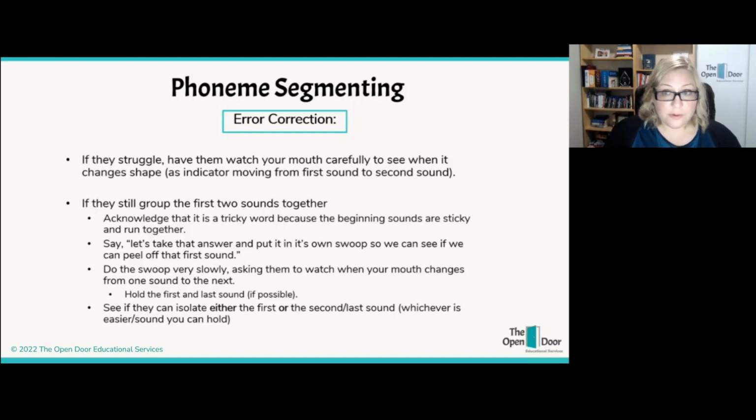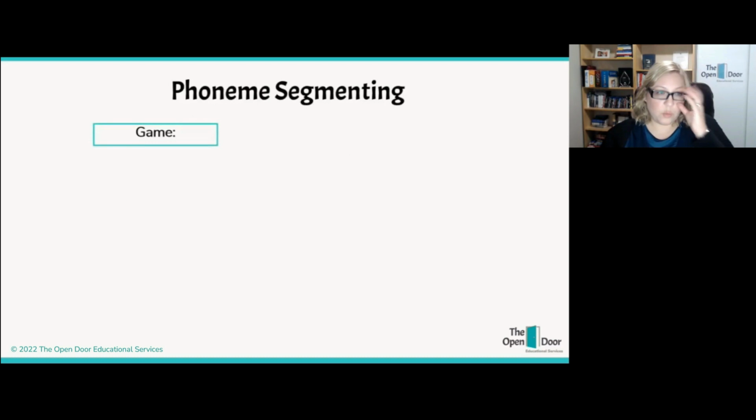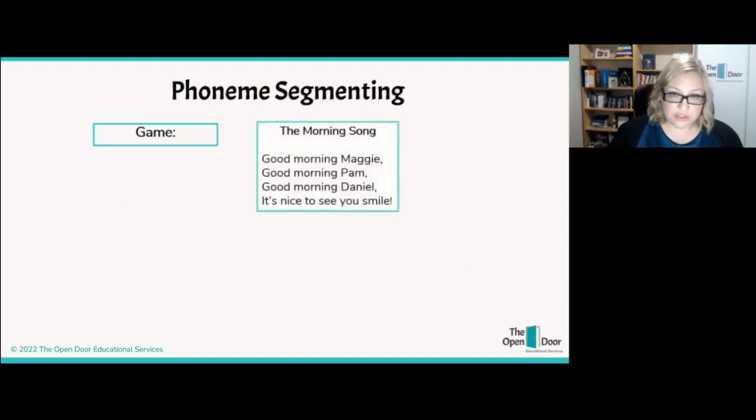So for phoneme segmenting, one of the games that you can play, you can do the morning song. So I'm sure you all might know this tune. Good morning, Maggie. Good morning, Pam. Good morning, Daniel. It's nice to see you smile.